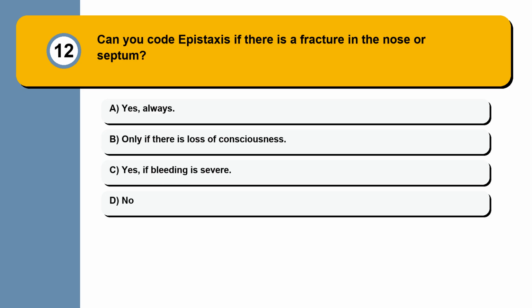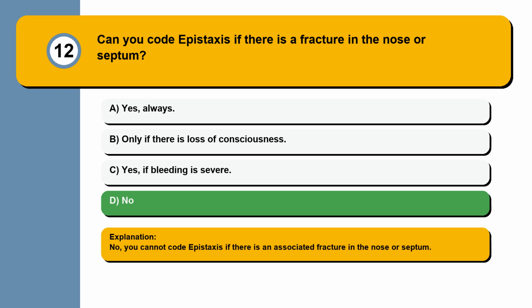Question 12. Can you code epistaxis if there is a fracture in the nose or septum? Yes, always. Only if there is loss of consciousness. Yes, if bleeding is severe. No. No, you cannot code epistaxis if there is an associated fracture in the nose or septum.